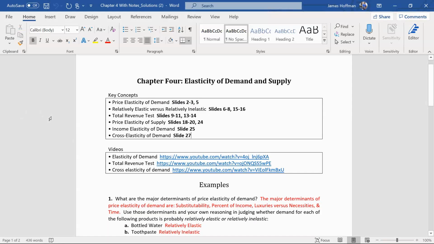Okay, so questions on any of that material before we look at some examples?